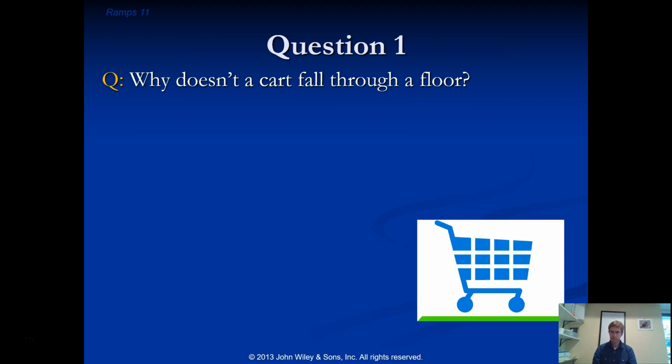First one is, if you're using a ramp, maybe you're pushing a cart up a ramp. In this case, apparently I have a shopping cart. My first question is, why does that cart not fall through the floor? Why does the ramp even support it? Or just in general, look here, I have a ball sitting on my hand. Why is the ball sitting on my hand and not falling through? Well, it kind of seems silly, right? Well, my hand was in the way, right?